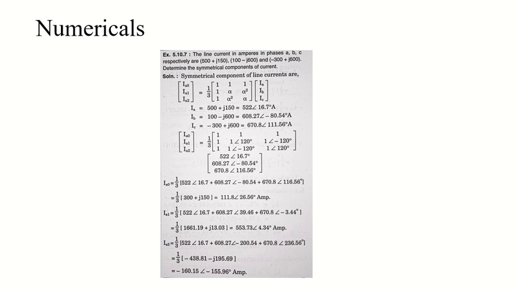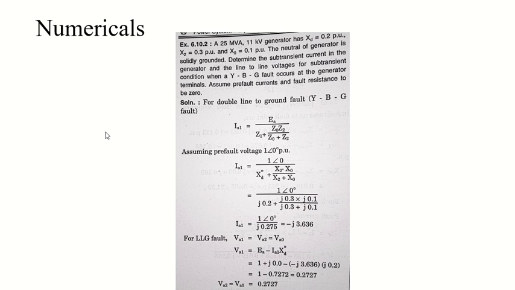In the same way you can calculate Ia2 as well, the negative component, and when you do so you will find that the rectangular form value of the negative sequence current will be one third minus 438.81 minus 195.69 j. And when you take the polar form of this rectangular form, you will get minus 160.15 at an angle of 155.96 degrees amperes. So now you have all three current components. Now let's see another sum.